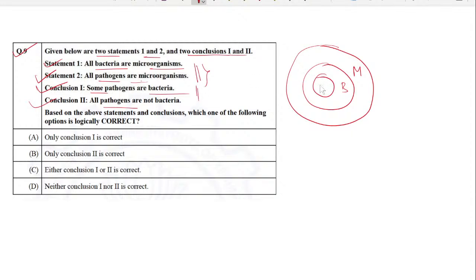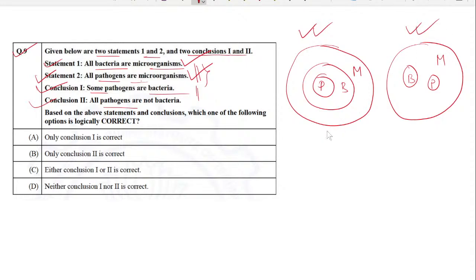So this is bacteria, pathogens. This is one picture and this is the number 2 Venn diagram. This case may also happen, where these are bacteria and these are pathogens. All bacteria are microorganisms and all pathogens are microorganisms. These are the two cases of statements 1 and 2. These two cases can occur.